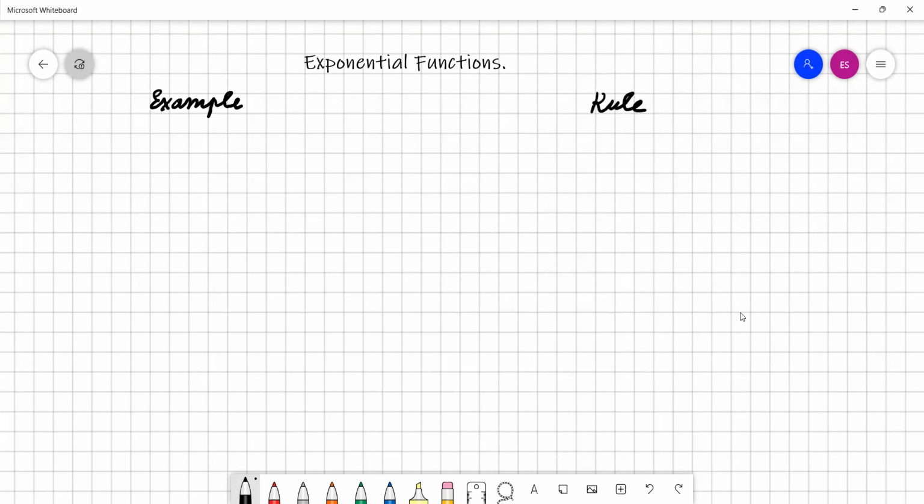Okay, I'm going to start with a simple example. If you multiply 2 to the power of 2 by 2 to the power of 3, we actually mean that we multiply 2 by 2 twice here and 2 by 2 by 2 three times here, right? This is 2 to the power of 2 and this is 2 to the power of 3. Now in total we have 1, 2, 3, 4, 5 twos. So it's 2 to the power of 5. If you compare 2, 3, and 5, you're going to figure out that 2 plus 3 equals 5.